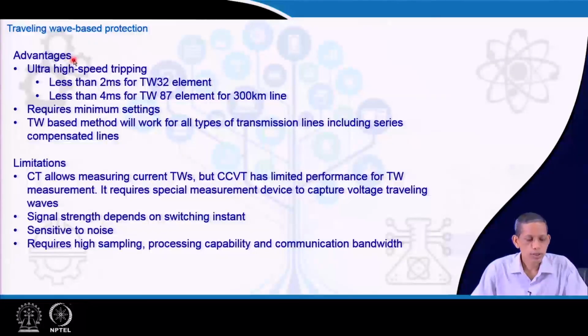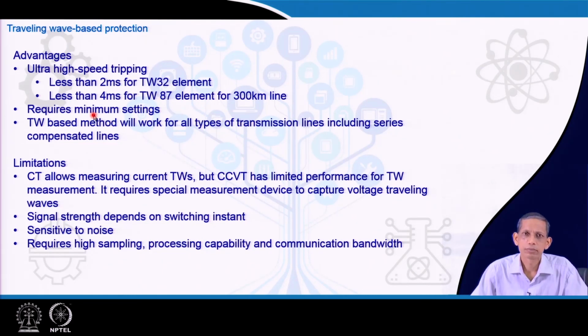Overall, we see the advantage of high speed tripping using the travelling wave approach: less than 2 milliseconds for the TW32 directional line, less than 4 milliseconds for TW87, because the relay signal has to reach the other end and processing time is there, as we need both end signals. But here, TW32 requires only one end signal, both voltage and current. Here, TW87 requires only the current signal.